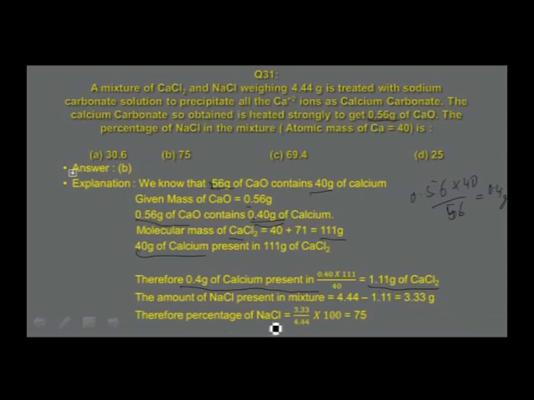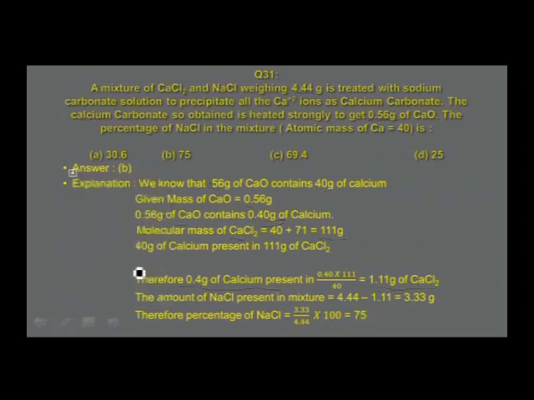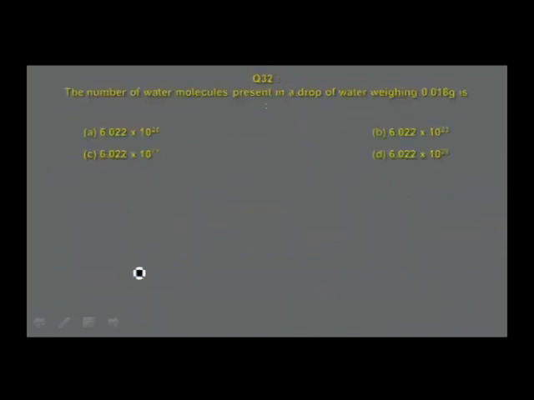Therefore, the percentage of sodium chloride is 3.33, which is the mass of sodium chloride, divided by 4.44, that is the mass of the mixture given in this case, into 100, that is equal to 75. So, understand this technique carefully. It's an interesting question, and you have to solve as many numericals as you can of this type.